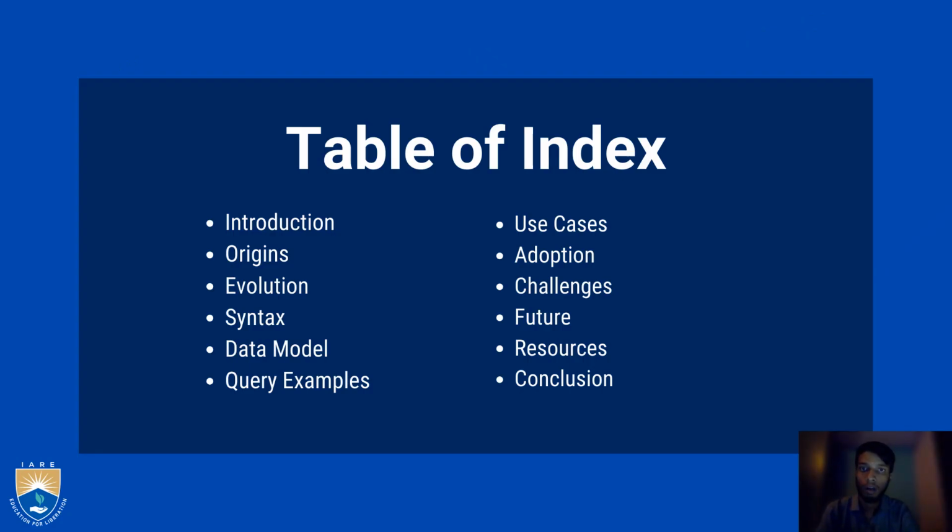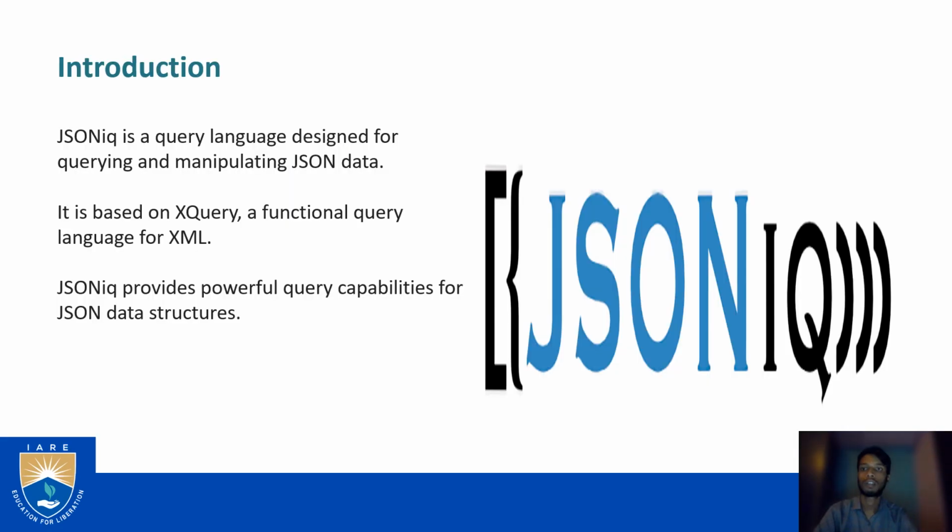Now, a table of contents index. We have 12 topics here: 1. Introduction, origins, evolution, its syntax, data model, query examples, use cases, adoption, challenges, future, resources, conclusion. Introduction.